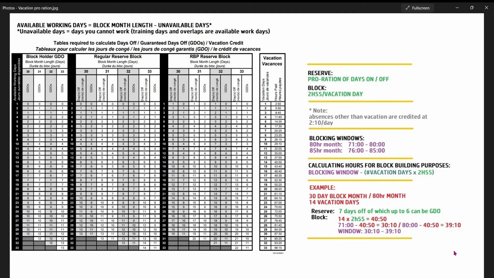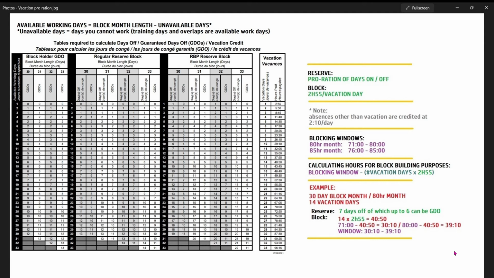So right here, what you need first to be able to calculate it is the grid that you're seeing on the screen. Now this is part of the published bid package that is available at the comm center during the bidding period, and it's available at all times as well on AeroNet under in-flight service, crew scheduling and planning, bidding tools and information as the reserve GDO proration table.